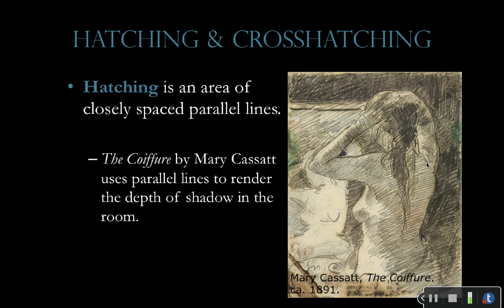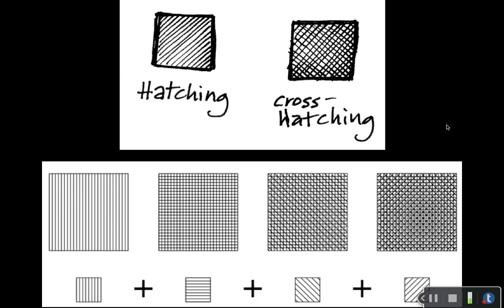So hatching is an area of closely spaced parallel lines, and as you can see here, the whole back of this figure is hatching. These are just lines that are used to create value, okay? And oftentimes they render depth and shadow within the room. So you can see the contours of her body here, the line of her back. Everything behind it is much more darkly cross-hatched, and that is to create a sense of depth. And this is basically what cross-hatching is.